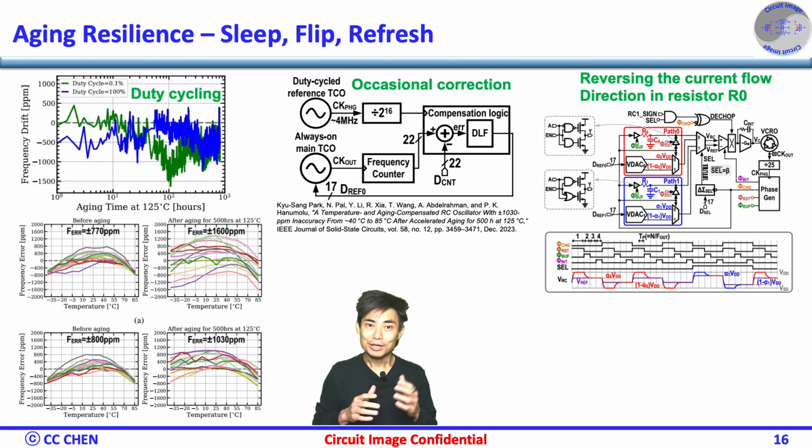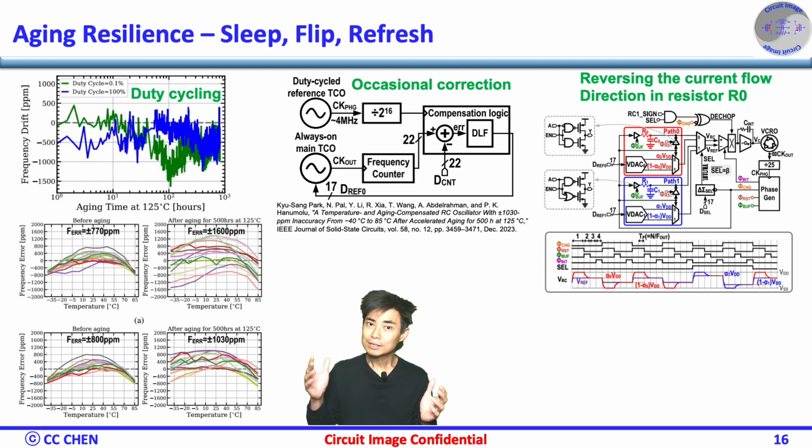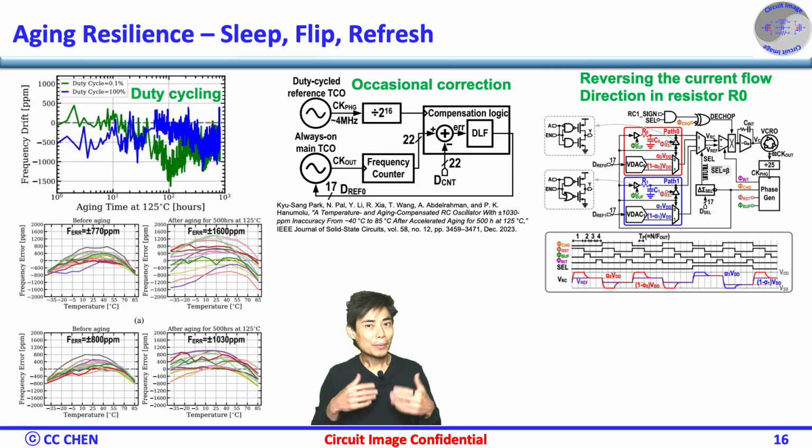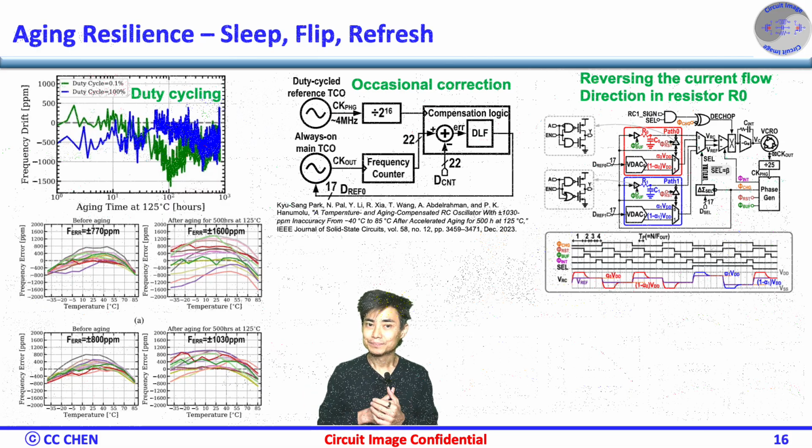Duty cycling a reference oscillator so that it rests most of the time. Alternating current direction through the resistor to reduce stress. Occasionally correcting the main oscillator by comparing to a fresh one. It's like giving your circuit a nap and a checkup. Smart, low cost, and effective.